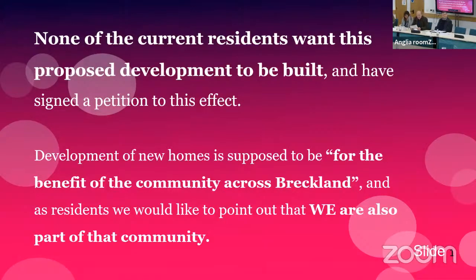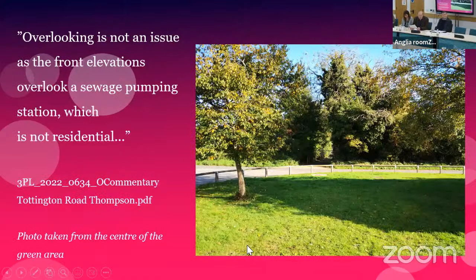Okay, slide 2, please. The Breckland Bridge website says developments are for the benefit of the community across Breckland, and we would like to point out that we are also members of the community across Breckland. One basis of the original application was overlooking is not an issue, as the front elevations overlook a sewage pumping station, which is not residential. And this is a photograph looking towards that station. I'd like you to see the industrial unit there. But we just do not overlook an industrial unit.